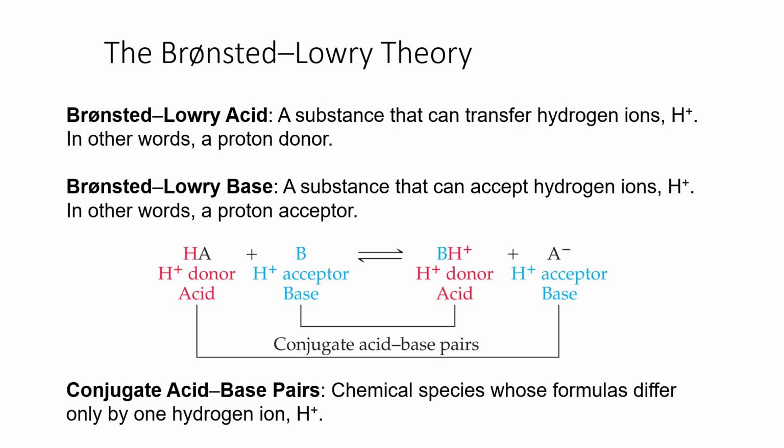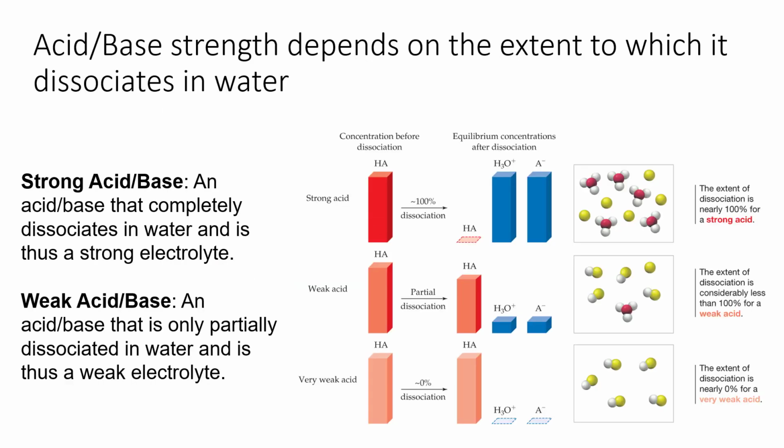So for every acid, there's a conjugate base, and for every base, there's a conjugate acid. The conjugate acid and base are separated by our reaction arrows. The strength of an acid or base depends on the extent to which it dissociates in water. We have two different types of acids and bases to deal with: strong acids and strong bases, and weak acids and weak bases.